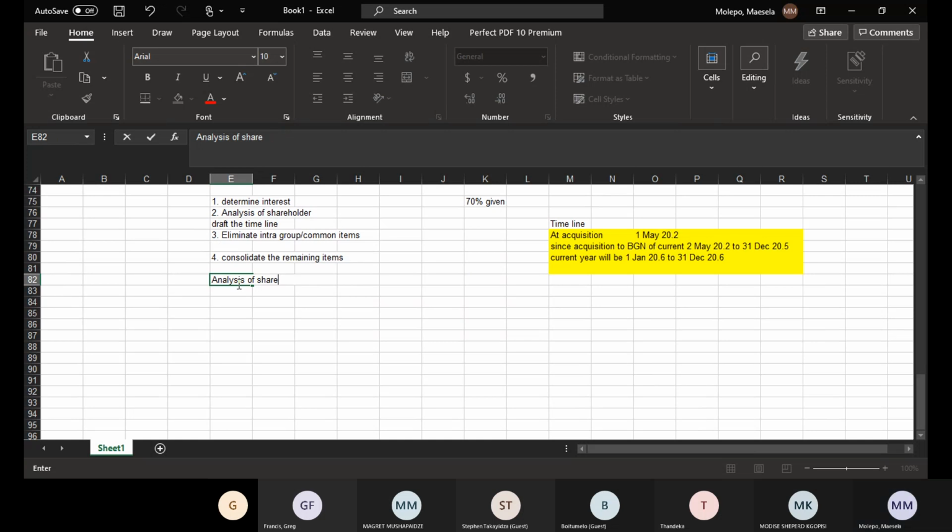So it's going to have the add part or the total. And S Limited, 70%. And then the NCI. So we have a share capital. The share capital is regarded as how much? An amount of 80,000.